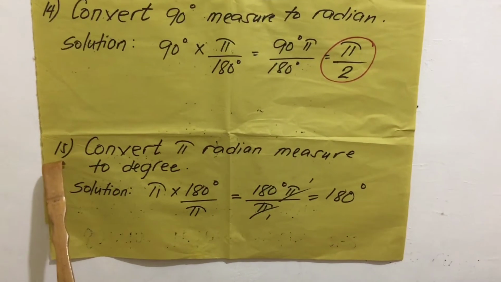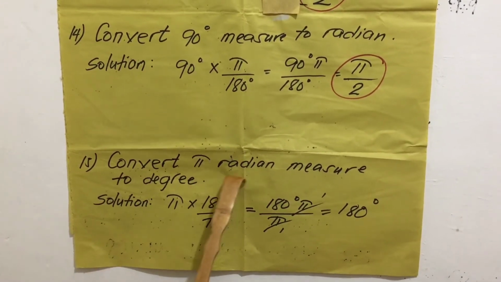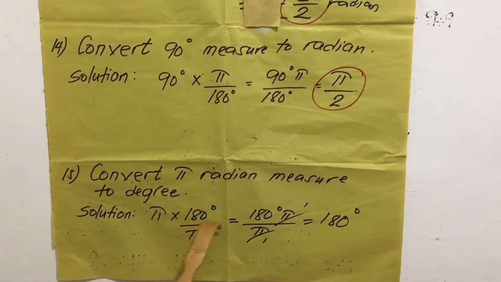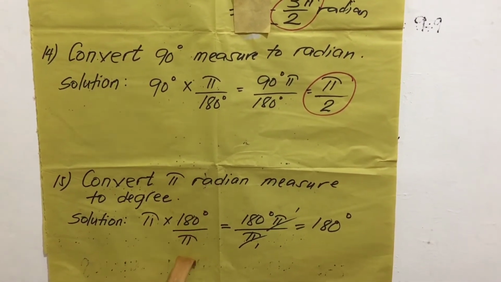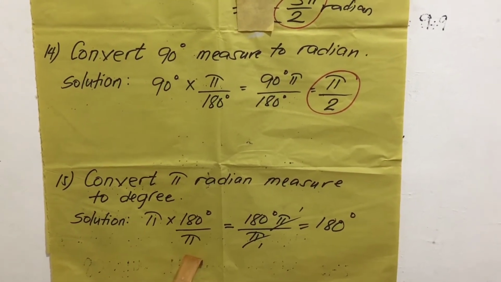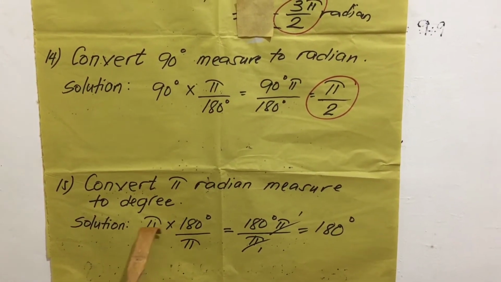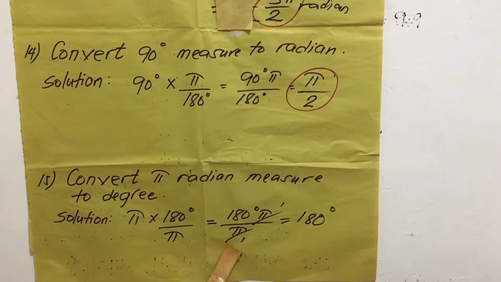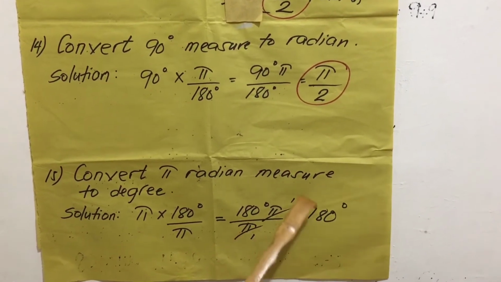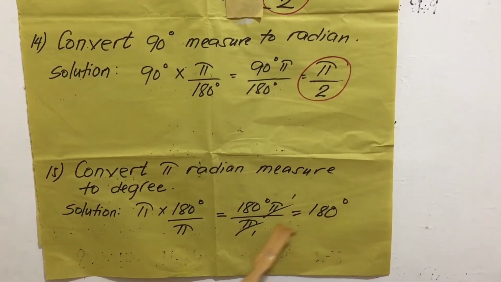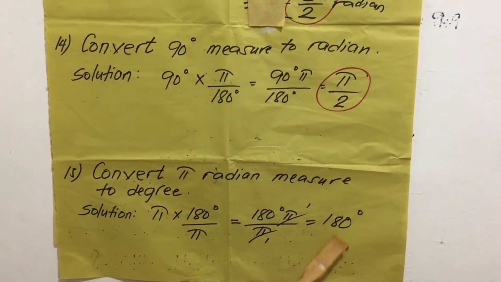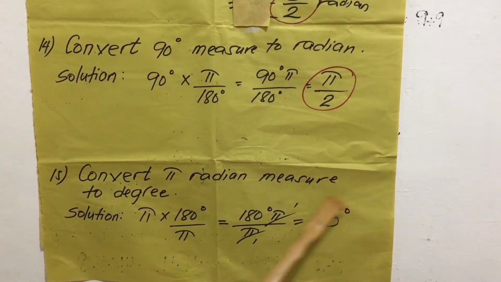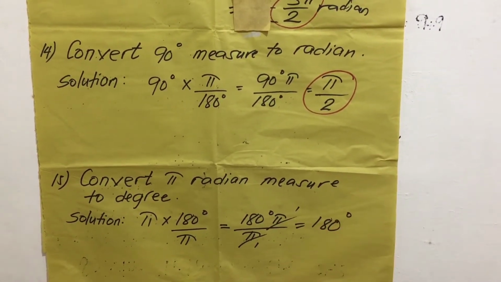Okay, next, 15. Convert pi radian measure to degree measure. So our solution, pi times 180 over pi. It is now inverted, the reverse of our previous formula. So pi times 180 degrees equals 180 degrees pi over pi. And then we're going to cancel the pi. Then 1, 1. Then 180 times 1 equals 180. Then copy 1 for the division. So simplify, 180 divided by 1 equals 180 degrees. This will be the answer.